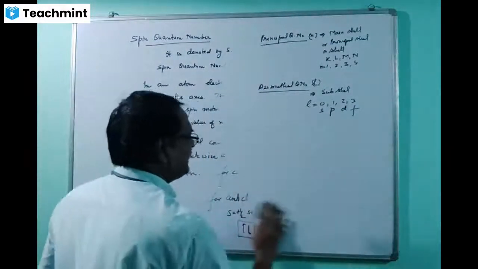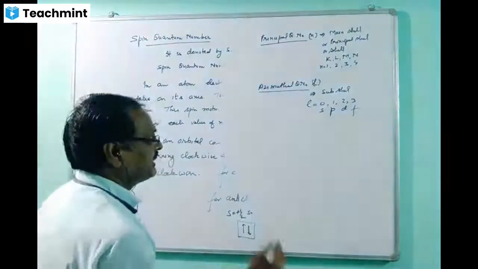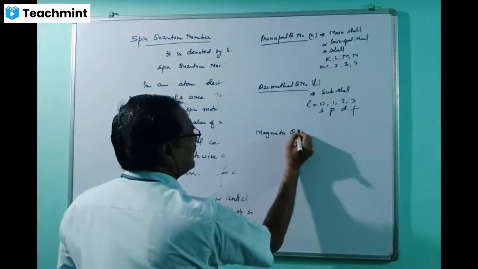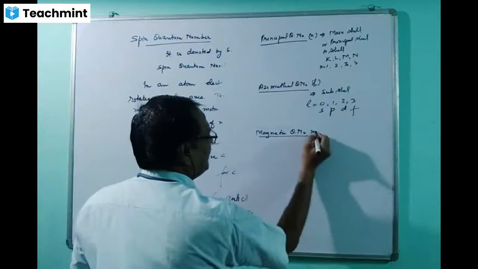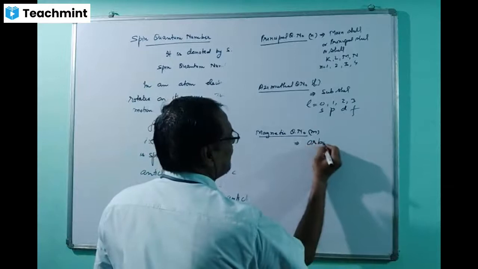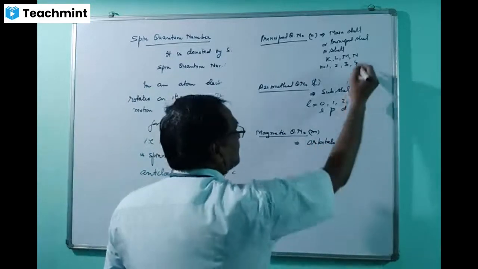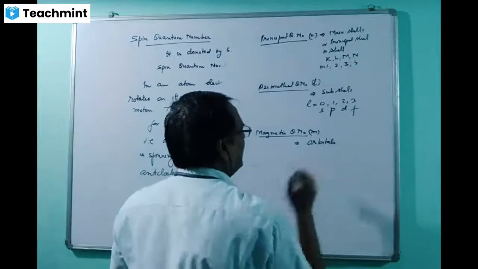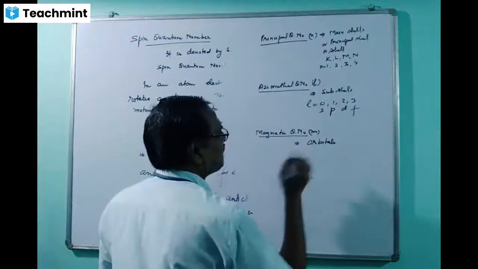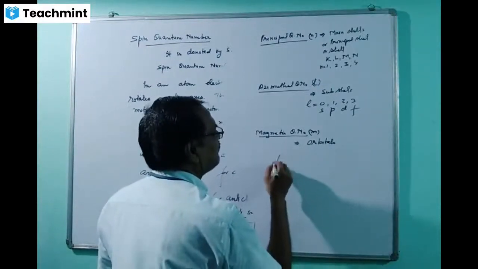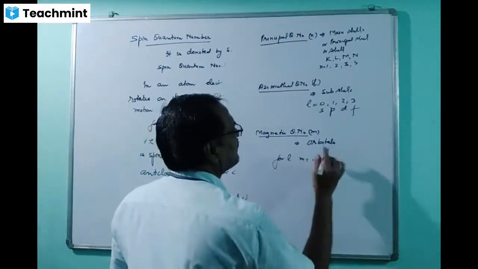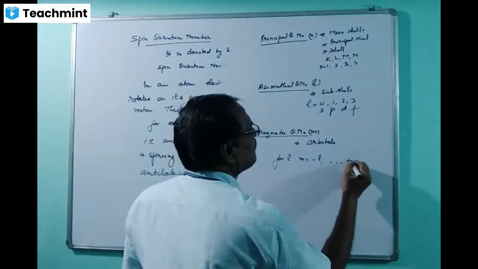Next quantum number you have studied, the magnetic quantum number. This one is denoted by M. And what does it represent? It represents orbitals: subcells, main cell, and orbitals. This is denoted by M. And for a given L, M is equal to minus L to plus L.